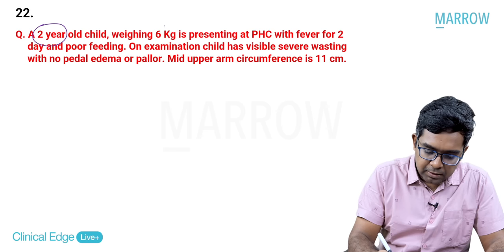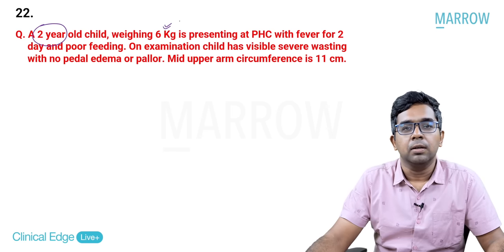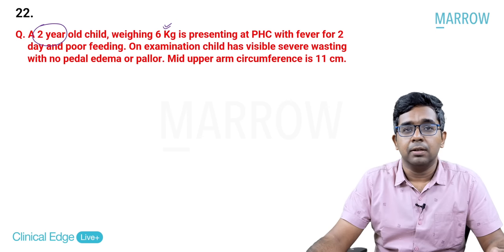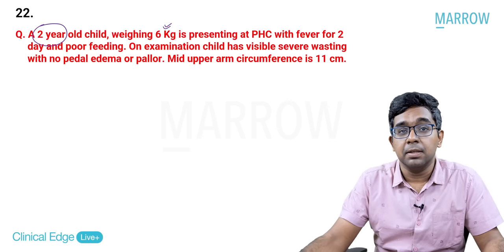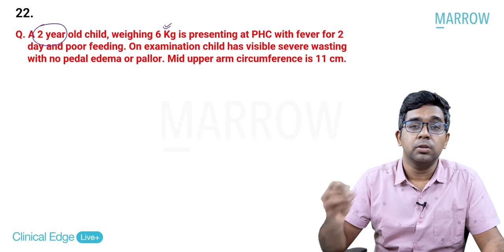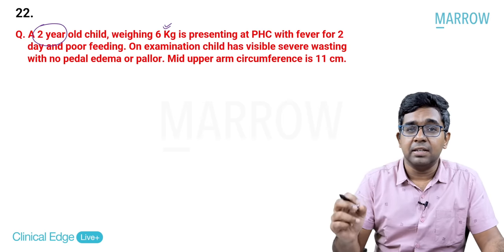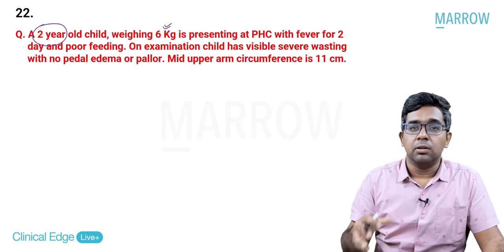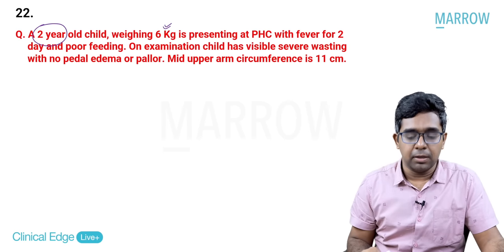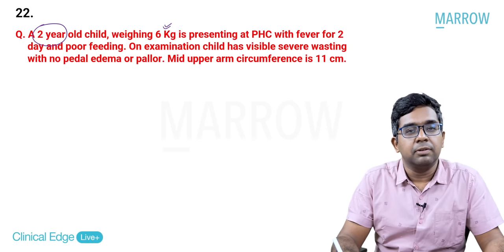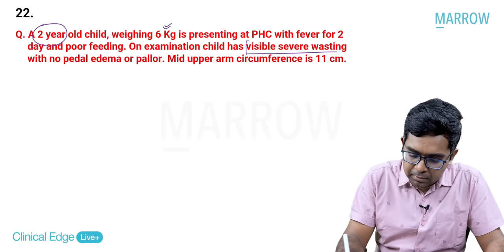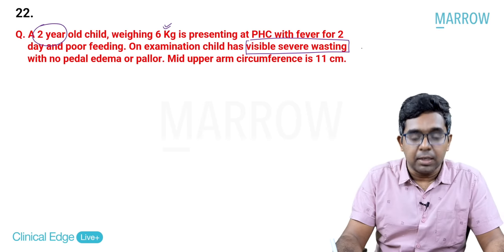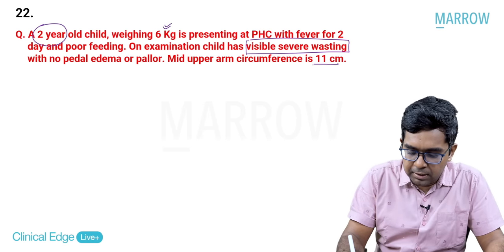But the weight is very less. Can you see? It is only 6 kilograms. You should know that a normal child's 3 kilograms becomes 6 kilograms by the age of 5 to 6 months itself. But this child is already 2 years old and it is only 6 kilograms. Definitely, there is weight loss or very inadequate weight gain in this child. Along with that, the child is also having fever for 2 days with poor feeding. And you can see other findings: visible severe wasting, as well as mid-upper arm circumference of 11 centimeters.